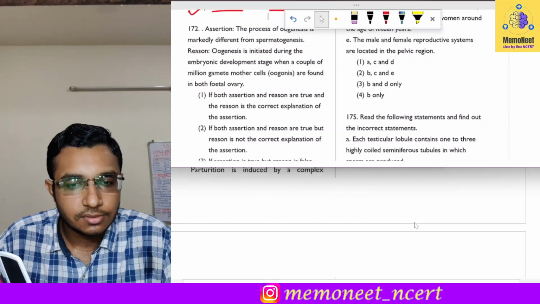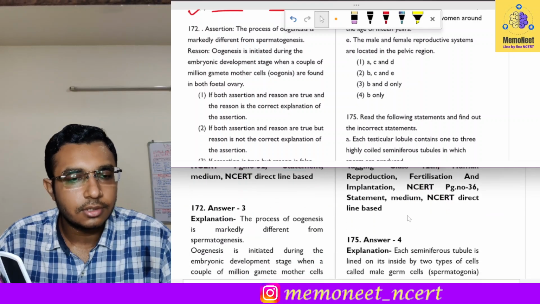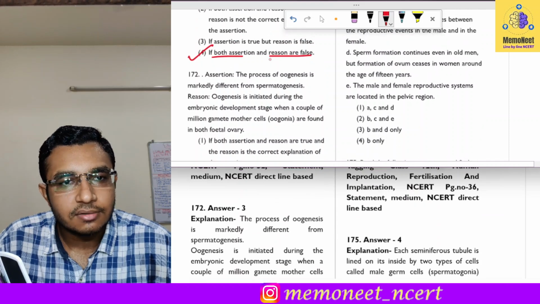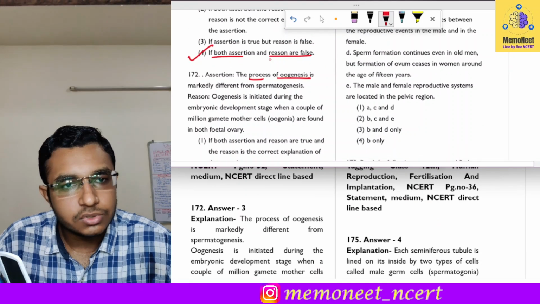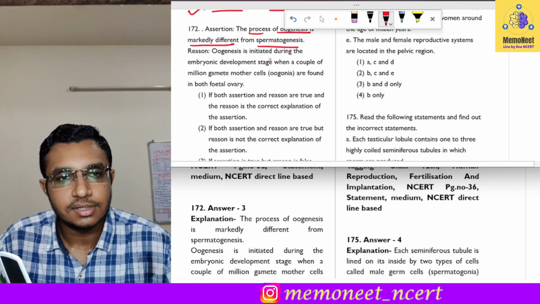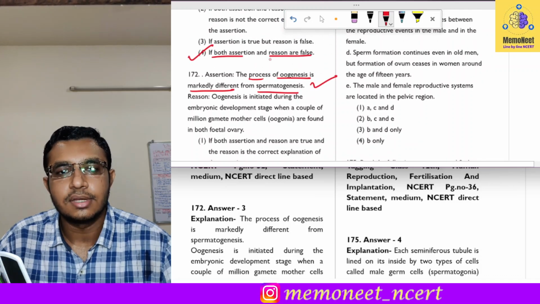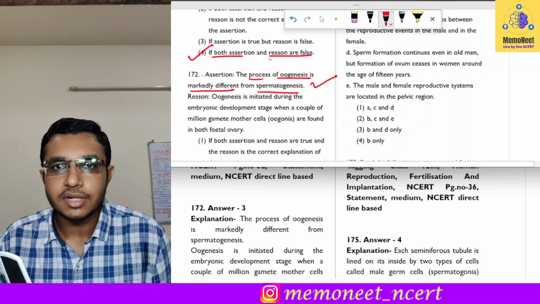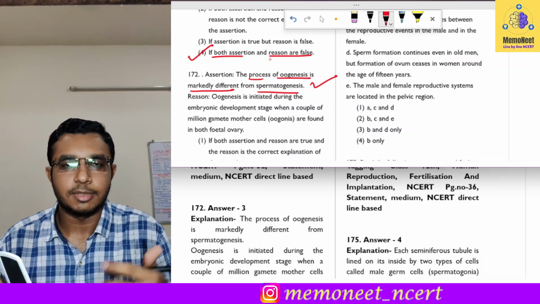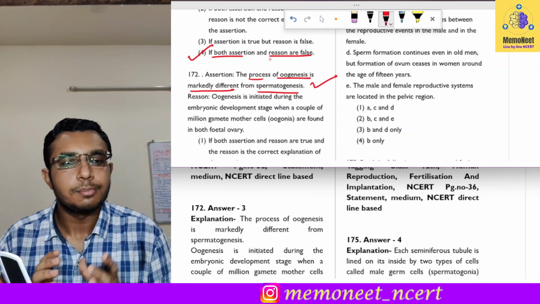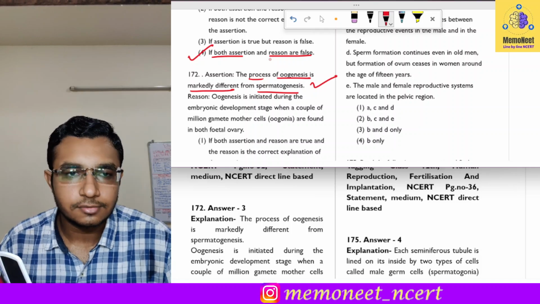Next question is question number 172, which is also an assertion reason type of question, and the assertion given here is the process of oogenesis is markedly different from spermatogenesis. So is the assertion correct? Yes, the assertion is correct, because the process of oogenesis begins in the intrauterine life, and the process of spermatogenesis begins during puberty. So the process of oogenesis is markedly different from the process of spermatogenesis.